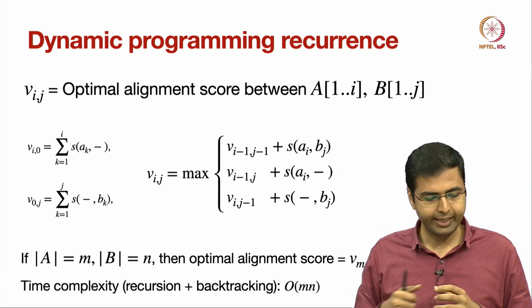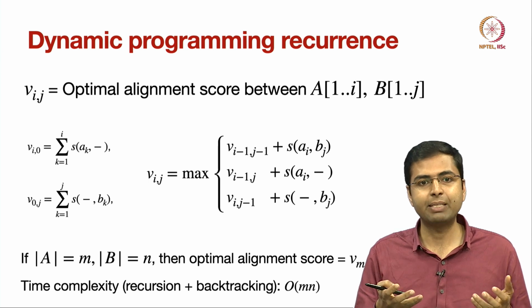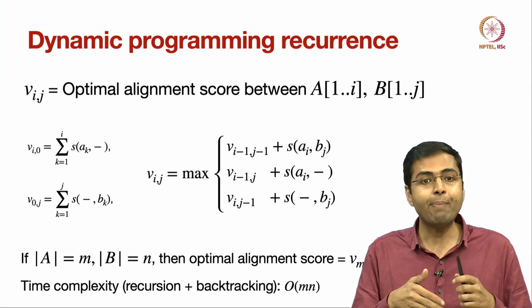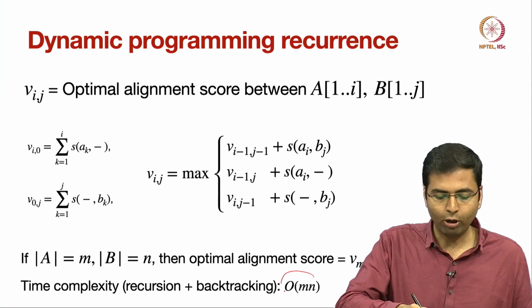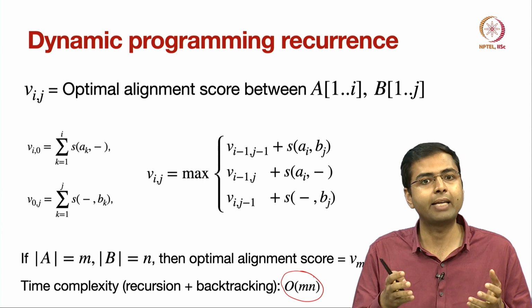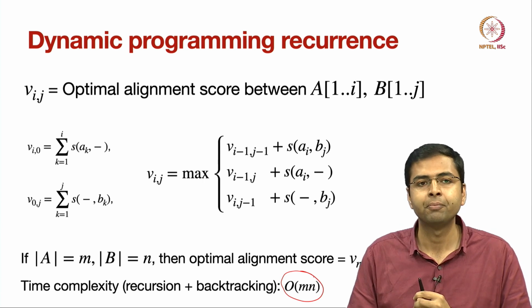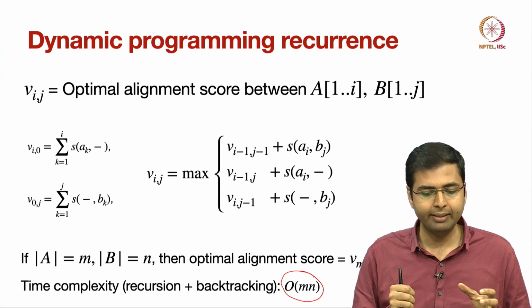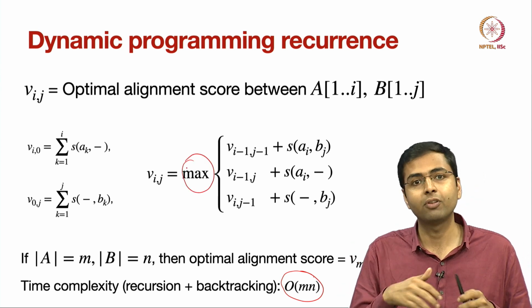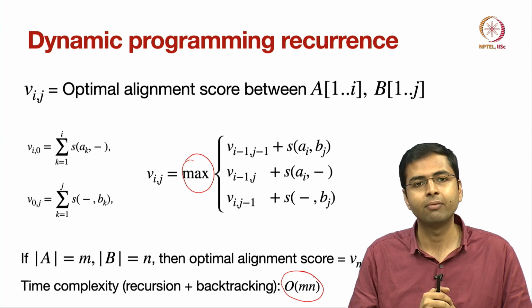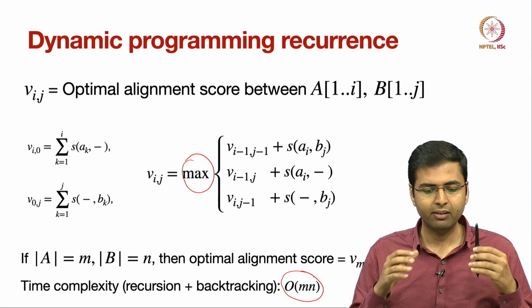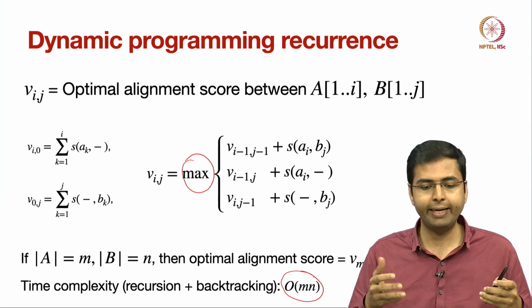right. So, in this case again the time complexity remains the same as before, that is if we do the recursion, the table computation and backtracking, then the complete process takes order m times n time, because we are filling a table of size m cross n. So, this idea remains the same as before, except that in our recursion we are solving maximization instead of minimization. Okay. So, this will give us global alignment between sequences A and B.